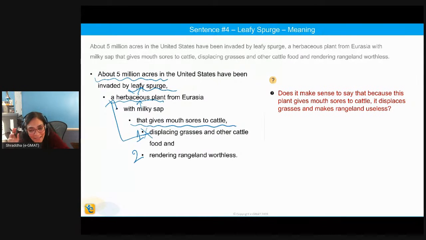And that is how these rangelands become useless. They become absolutely useless because now the leafy spurge has displaced all the grasses and cattle food from that ground, and the cattle will not go to eat over there. So the rangeland becomes worthless, right? So we can. I have not even looked at the answer choices.